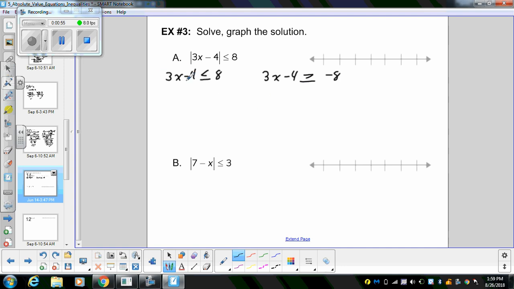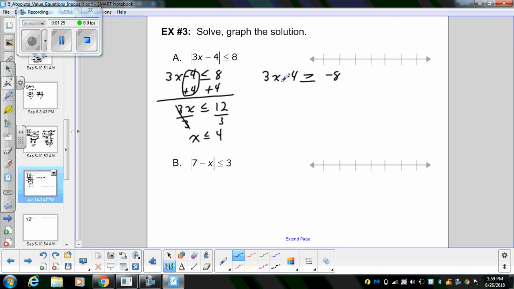Alright, so here we go. So now we're going to solve it. So the inverse, get rid of my constant first. So the inverse of subtracting 4 is adding 4. So 8 plus 4 is going to give me 12. And then I'm going to divide by 3. That gives me x is less than or equal to 12 divided by 3, which is 4.